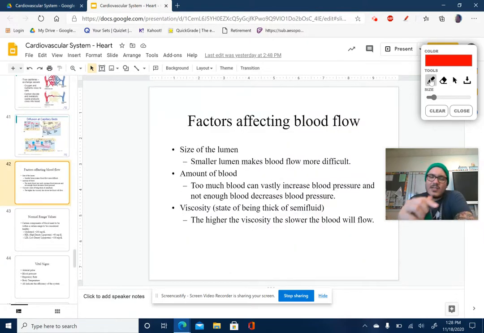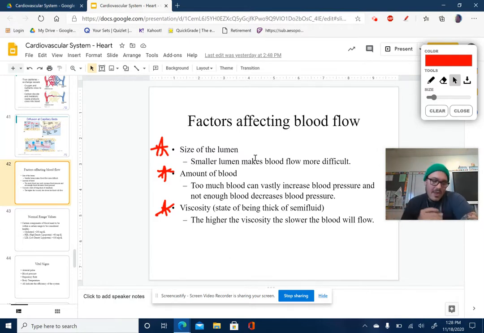Okay, factors affecting blood flow. We do need to know these three things, so let's go ahead and talk about that real quick. So three factors that can affect blood flow. Size of the lumen. If the lumen is too small, so again, the example I gave in the previous video is like a mixing straw versus a drinking straw. If it's like a mixing straw, you're physically just not going to be able to take in as much fluid. So in this case, a smaller lumen makes blood flow more difficult.